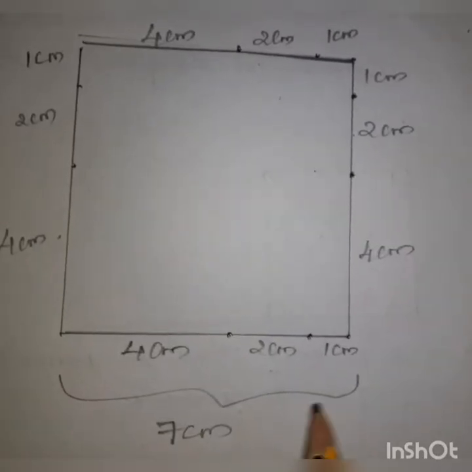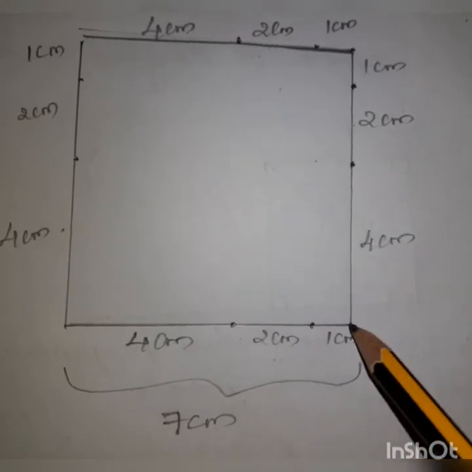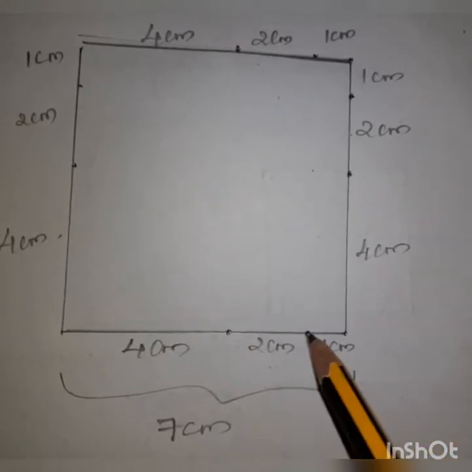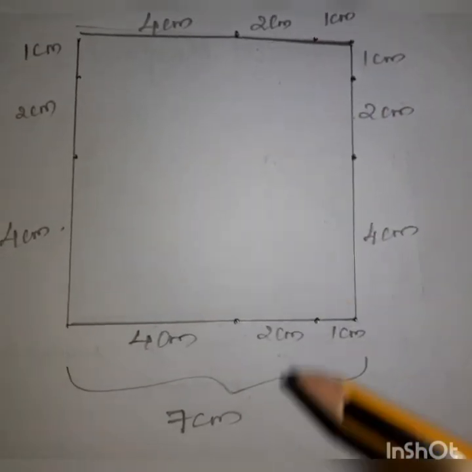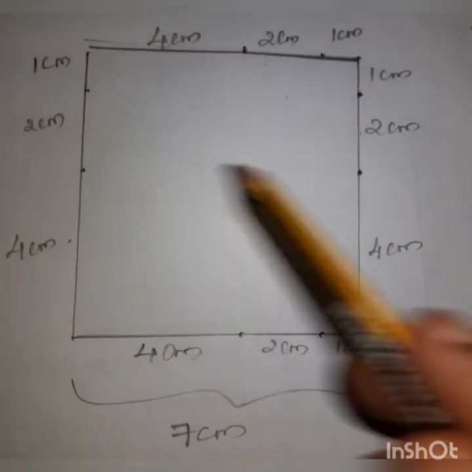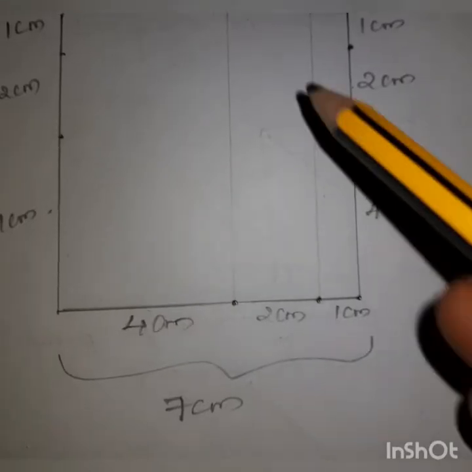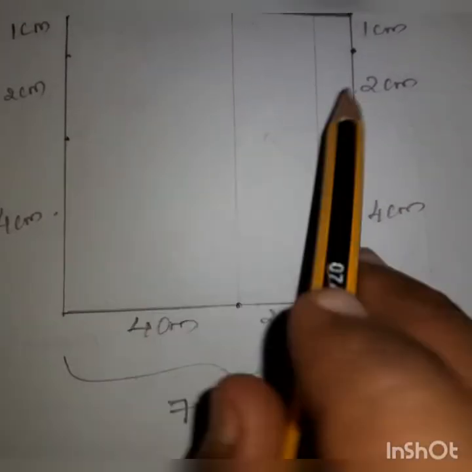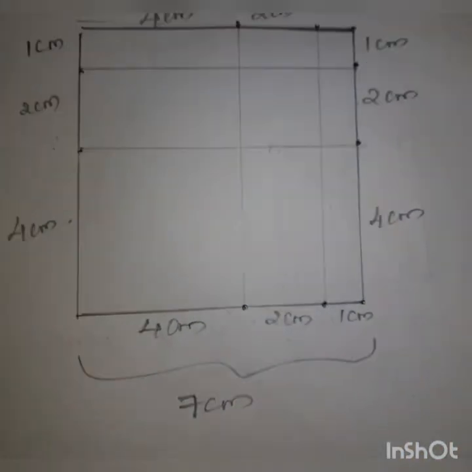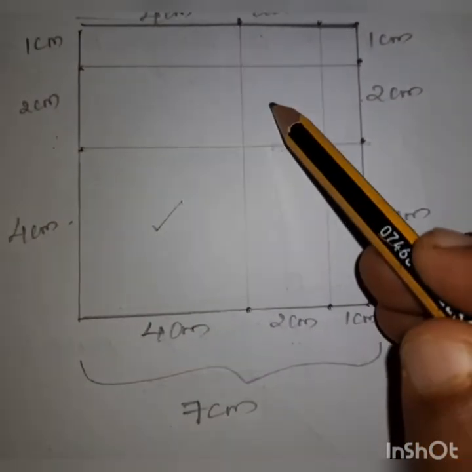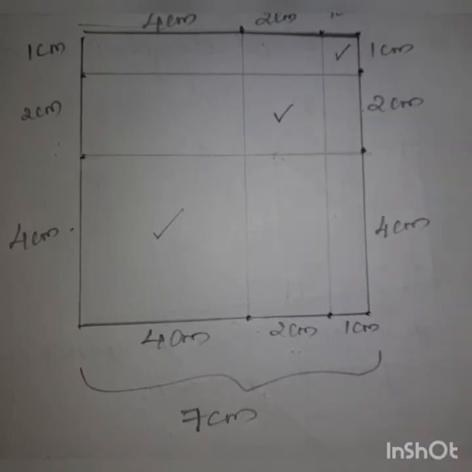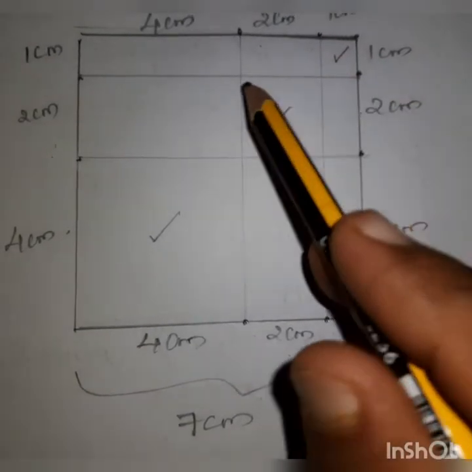Draw a 7 centimeter square first, then mark 4 centimeter, 2 centimeter and 1 centimeter all the sides. Then you have to draw the opposite lines, and see the lines drawn here, again on the other side also. So draw like this. Then which is the pattern we need? This one, here, these 3 patterns, that you have to mark it properly.